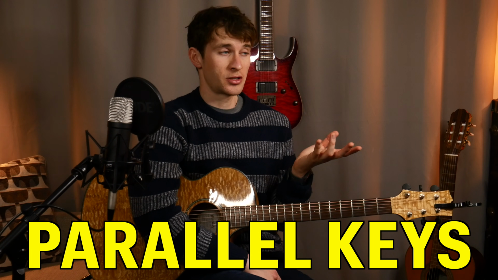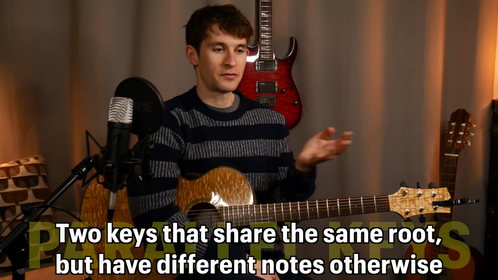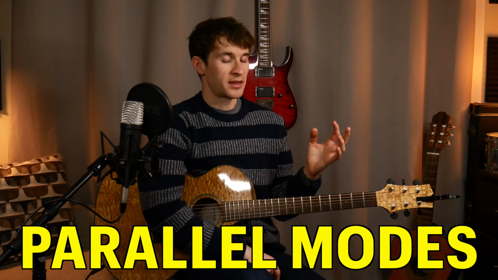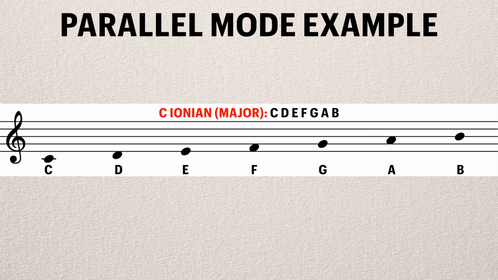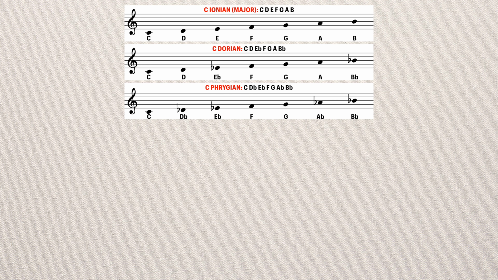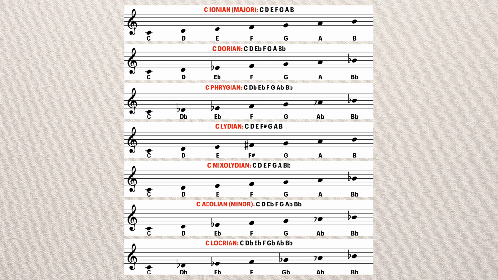When two keys are parallel, that means that they share the same root notes, but they have a different sequence of notes otherwise. An example of this would be C major and C minor. They have different sets of notes, but they both start on C, so therefore they're parallel to one another. And the same principle goes for the modes too. C Ionian, which is the modal name for C major, is parallel to C Dorian, C Phrygian, C Lydian, C Mixolydian, C Aeolian, and C Locrian. So that's the concept of a parallel key or mode.